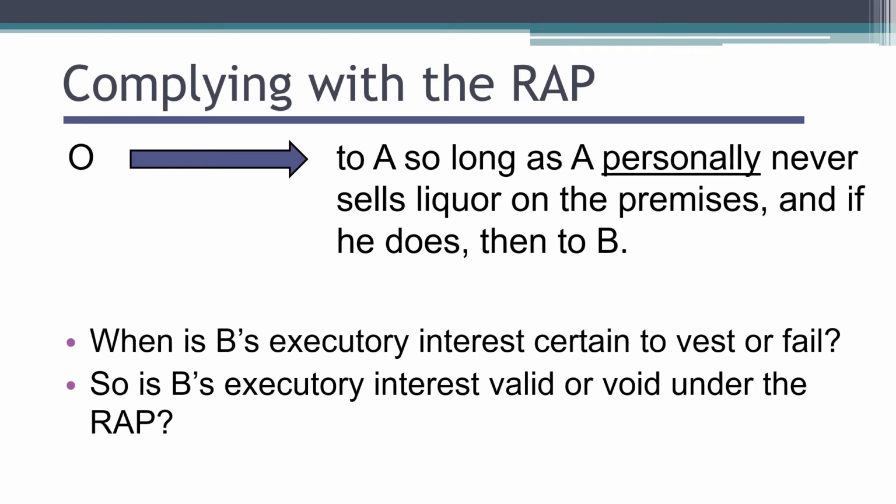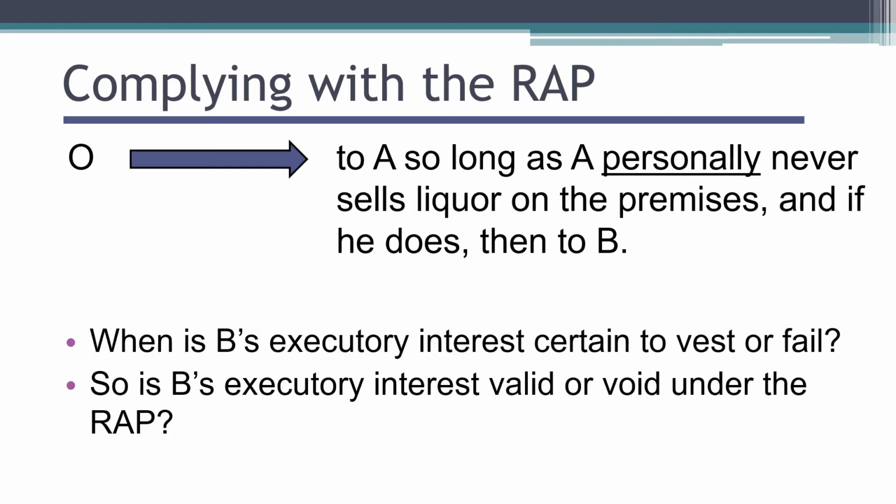Now let's change the wording of the conveyance slightly and see how that can make a difference in the outcome under the rule against perpetuities. This time it says to A, so long as A personally never sells liquor on the premises, and if A does do so, then to B. When is B's executory interest certain to vest or fail?